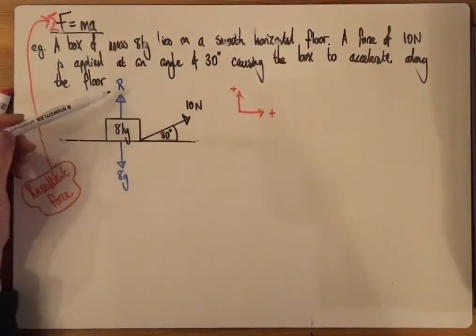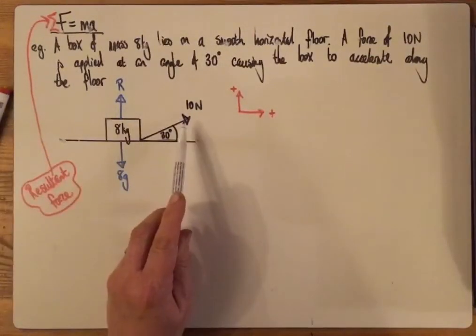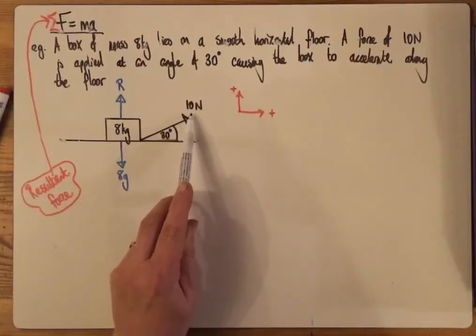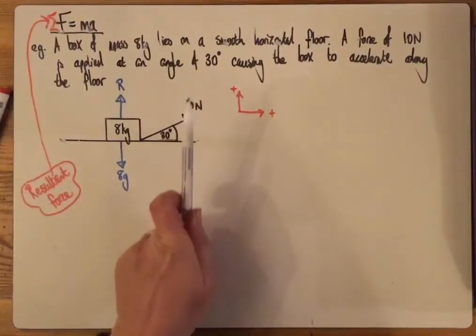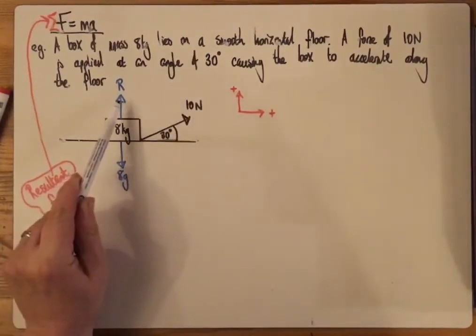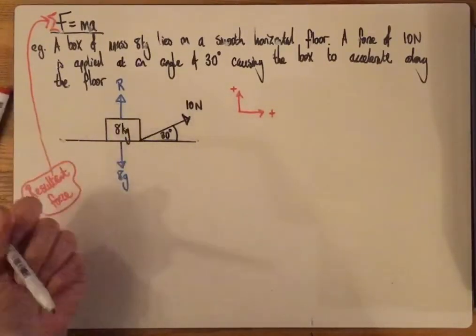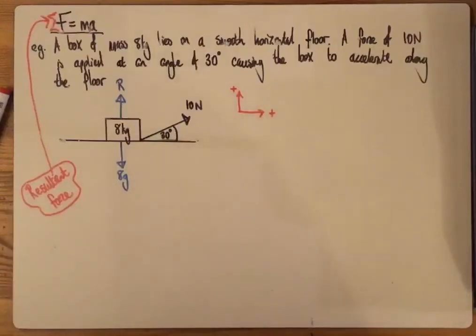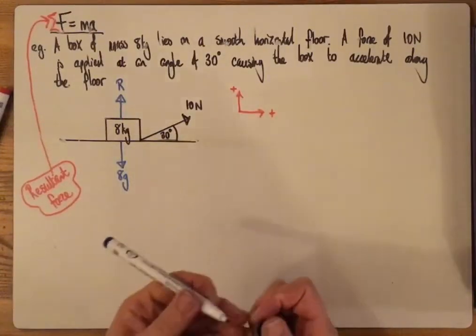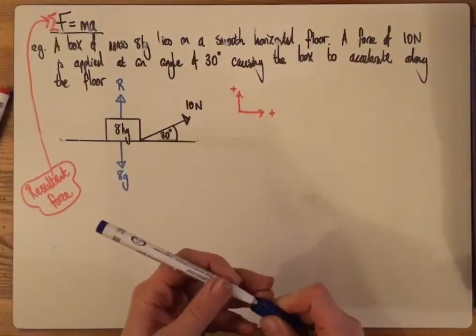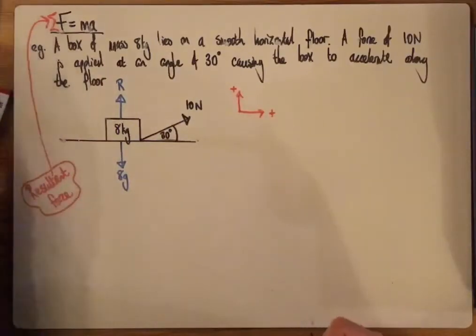In this case, R will not equal 8G because you've got a component of this force here which is acting upwards. So R is going to be a bit less than 8G. There's going to be a little bit less reaction if there's a little bit of a tug upwards on that box. So first of all, we're going to find the acceleration.